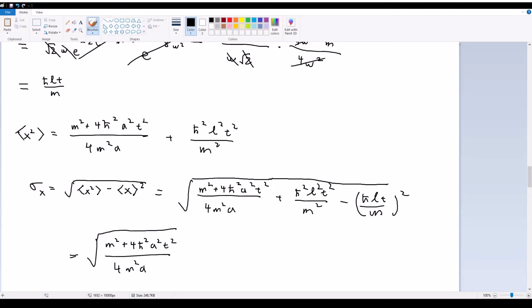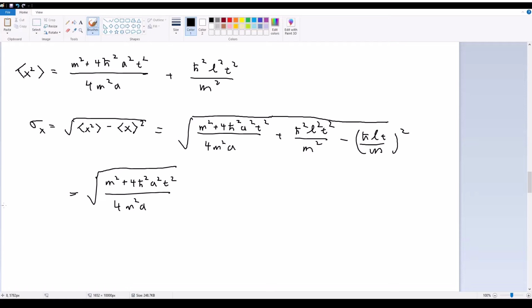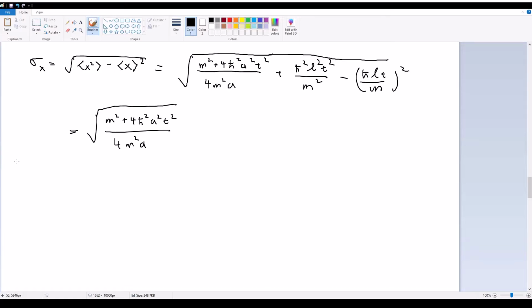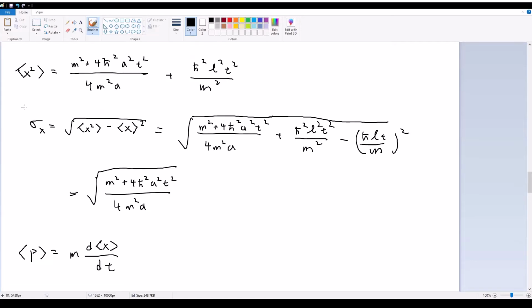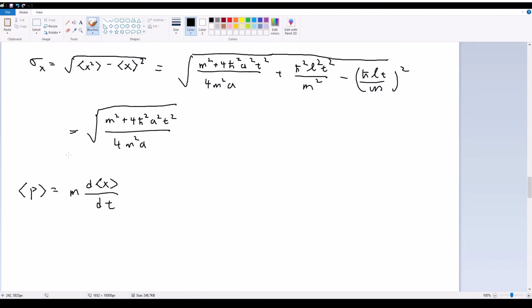Now, for p, we can make our work a little bit easier in that instead of doing the same complicated integrals for the expectation value of the momentum, we can use Ehrenfest's theorem, which we solved for way back in chapter 1. It basically says that the expectation value of p, if we know the expectation value of x, is m times the derivative of the expectation value of x with respect to time. We have the expectation value of x, h bar lt over m, so this is going to be equal to m d by dt h bar lt over m, which is therefore just m times h bar l over m, which is equal to h bar l.